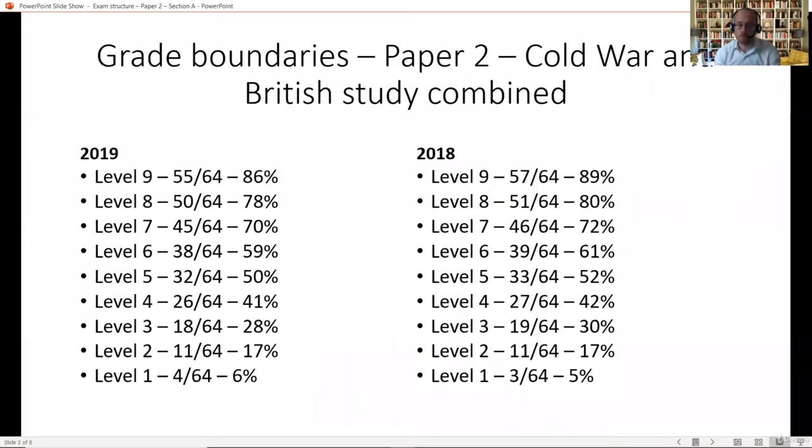Just briefly before we begin, I just want to show you the grade boundaries for the last 2 years. So there's 2018 on the right, 2019 on the left. I think what you'll find quite surprising is that grade boundaries actually dropped in 2019. Now, these are not the grade boundaries just for the Cold War. They don't have grade boundaries just for the Cold War because it's just one section of paper 2. So these are the grade boundaries for the Cold War and the Elizabeth and Henry papers combined.